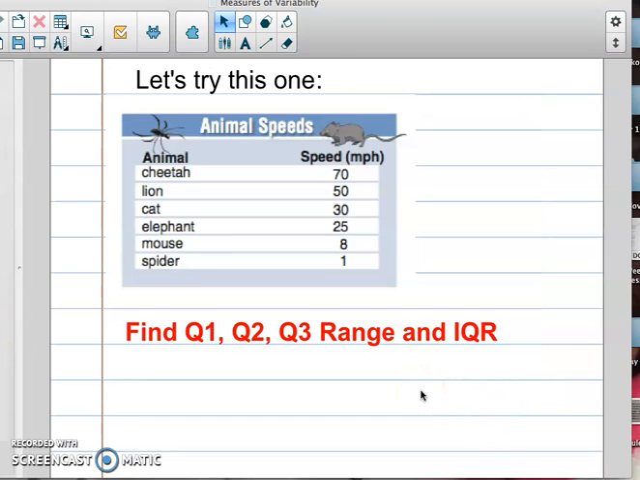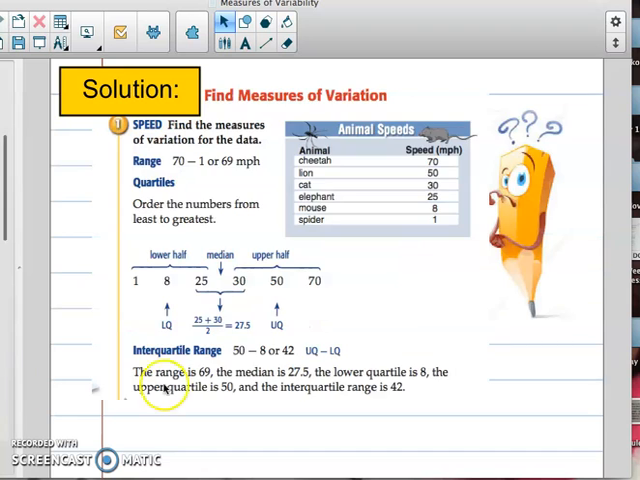You could always review these notes that I give you for future reference. Let's try this on our own. I'll give you, you could pause this, find the Q1, Q2, Q3, and the range and the IQR. Remember, what you have to do first is arrange them from lowest to the highest. You could pause this video and then solve it. When you're done, I would like to confirm your answer through this solution. You could pause the video and check your work.